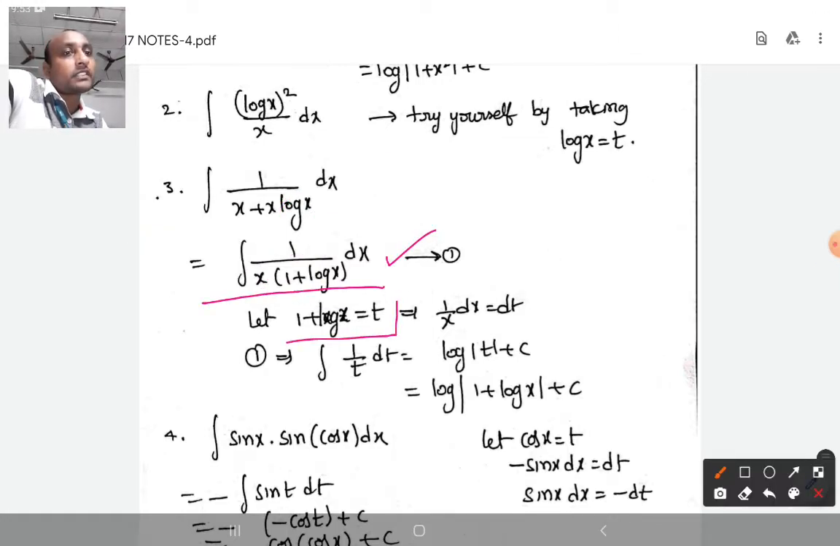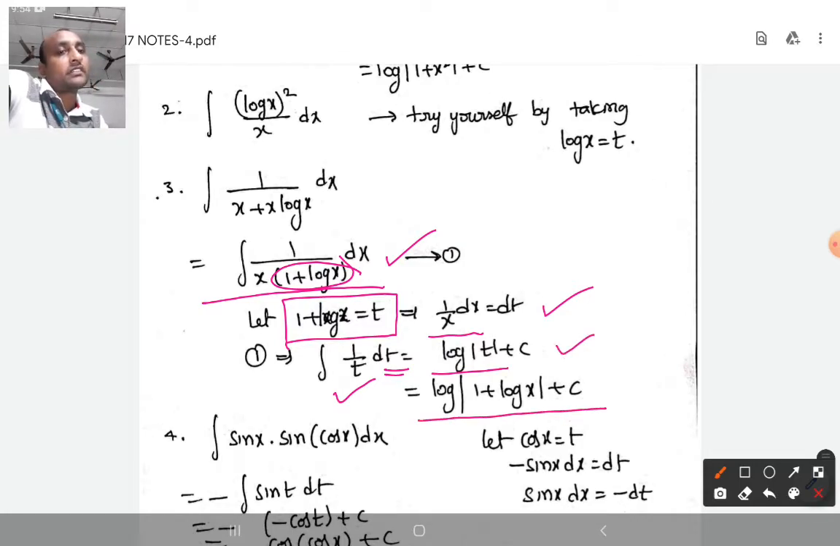So 1 plus log x is equal to t. If you take that, 1 by x into dx is equal to dt. Then the 1 plus log x in the denominator becomes 1 by t into dt, which is equal to log mod t plus c. So log of 1 plus log x plus c, because 1 plus log x is t, that's why we substituted back.